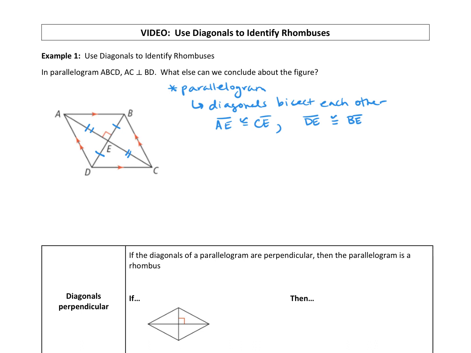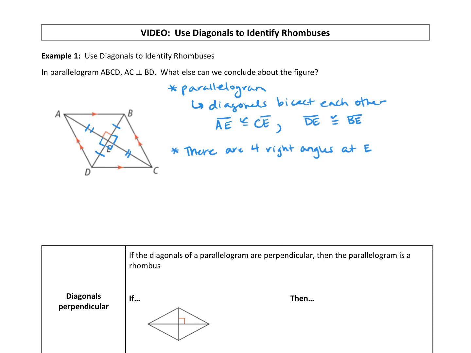All right, we also know that there are 4 right angles at E. That's what the perpendicular diagonals gave us. I'm going to go ahead and draw in the rest of those right angles so we can see. Yep, there's 4 right angles. So really what we have are 4 right triangles. And these 4 right triangles are all going to be congruent.